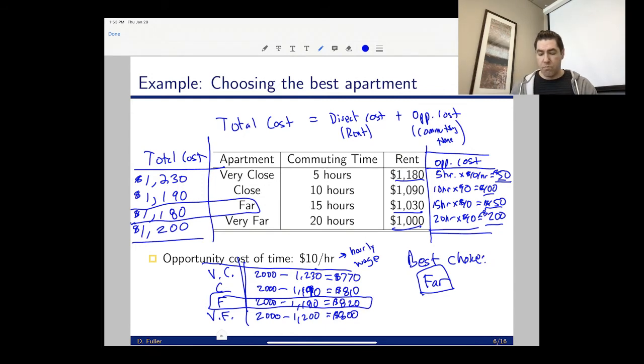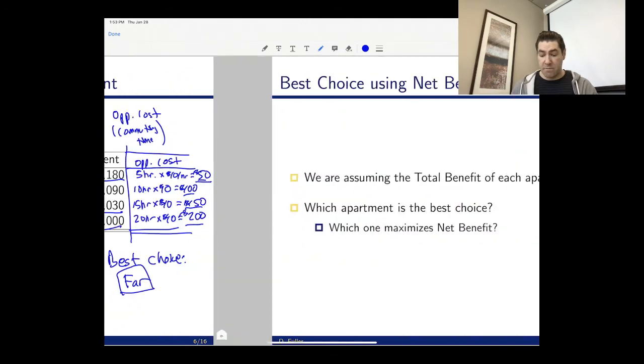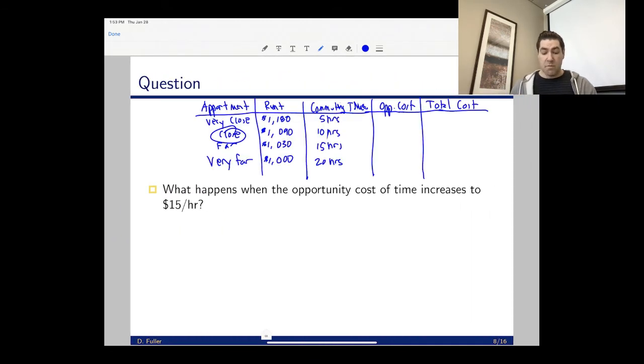Okay, so just to practice this, I would like you to go through this question here. Go ahead and pause the video and give this one a try. What I did was I changed the opportunity cost of your time. In this case, you make $15 an hour at work. Let's see how that affects your decision making. What is the optimal apartment?